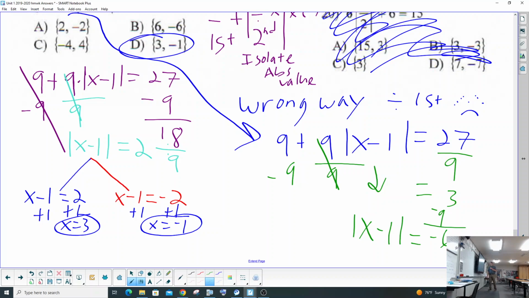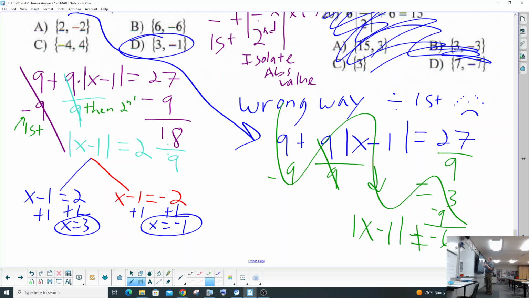No, because every number you plug in is going to become positive and never negative. Never. So it does not work. Make sure that you don't do it this way. That's not going to work. You've got to go ahead and subtract the 9 first, and then, secondly, you're going to divide.